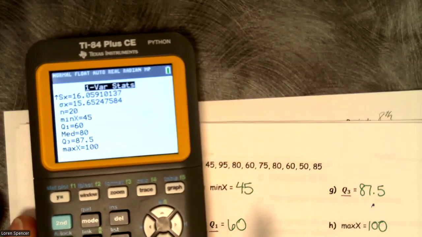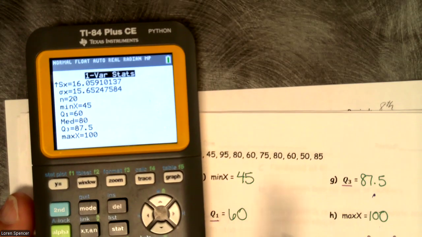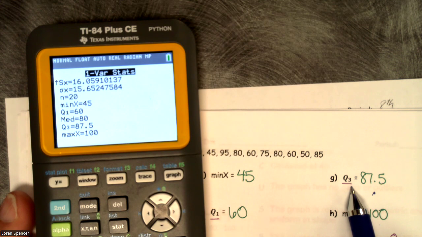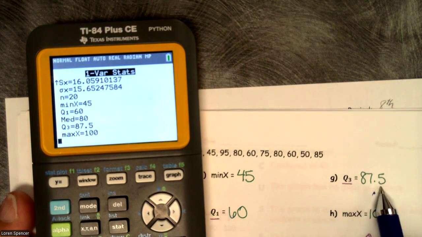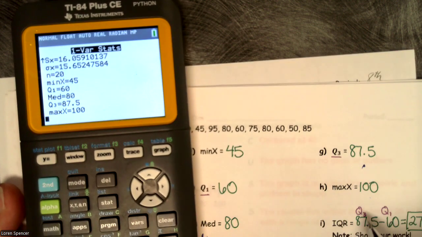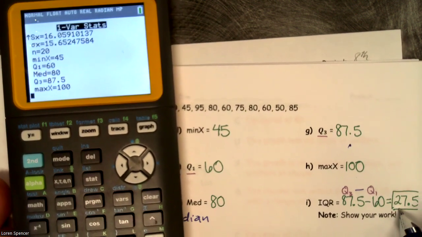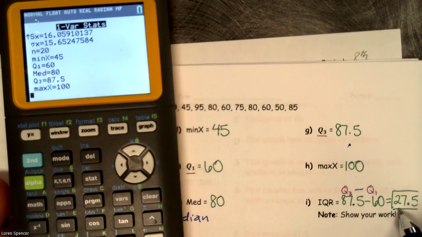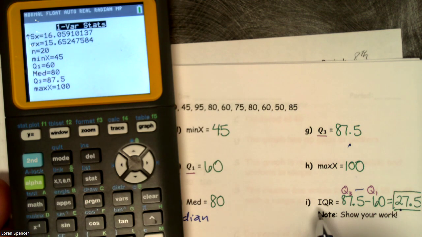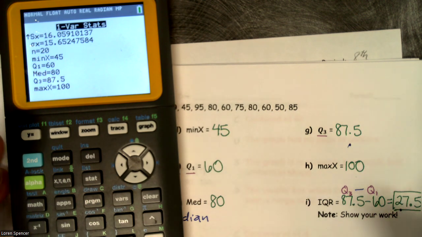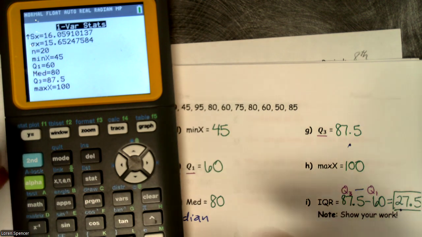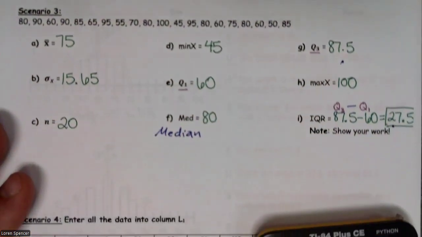The next thing it asks for is IQR. IQR is not on the calculator. You have to know that Q3 minus Q1 equals IQR. So 87.5 minus 60 equals 27.5. My IQR is 27.5. And remember, IQR stands for interquartile range. All right, last set of data.